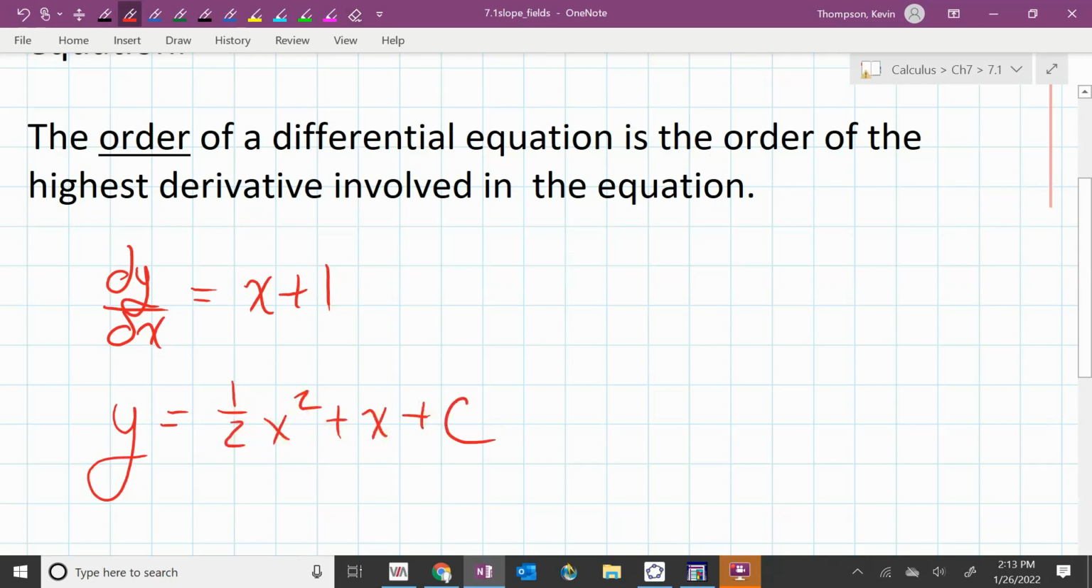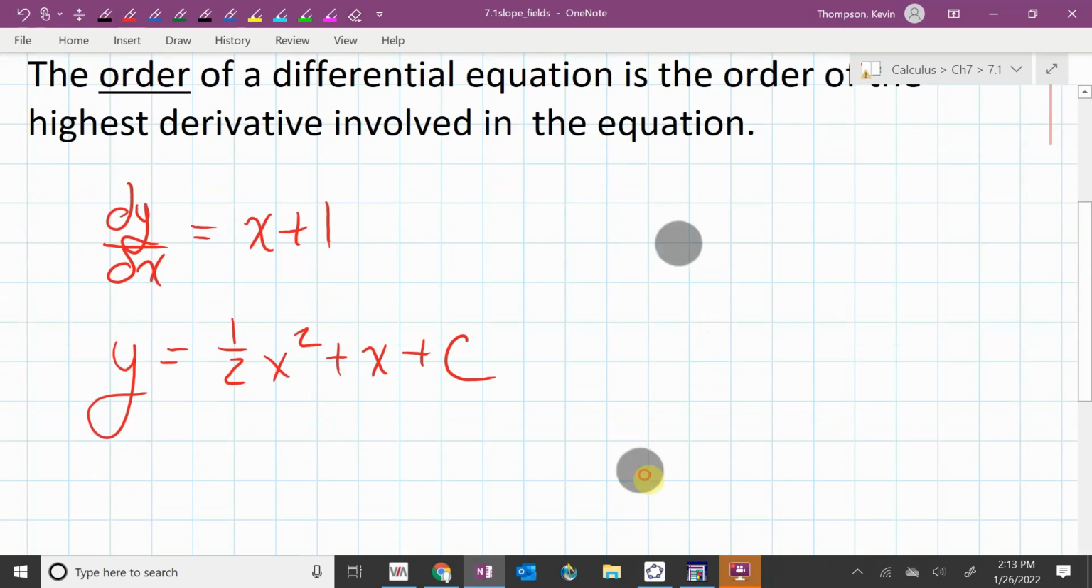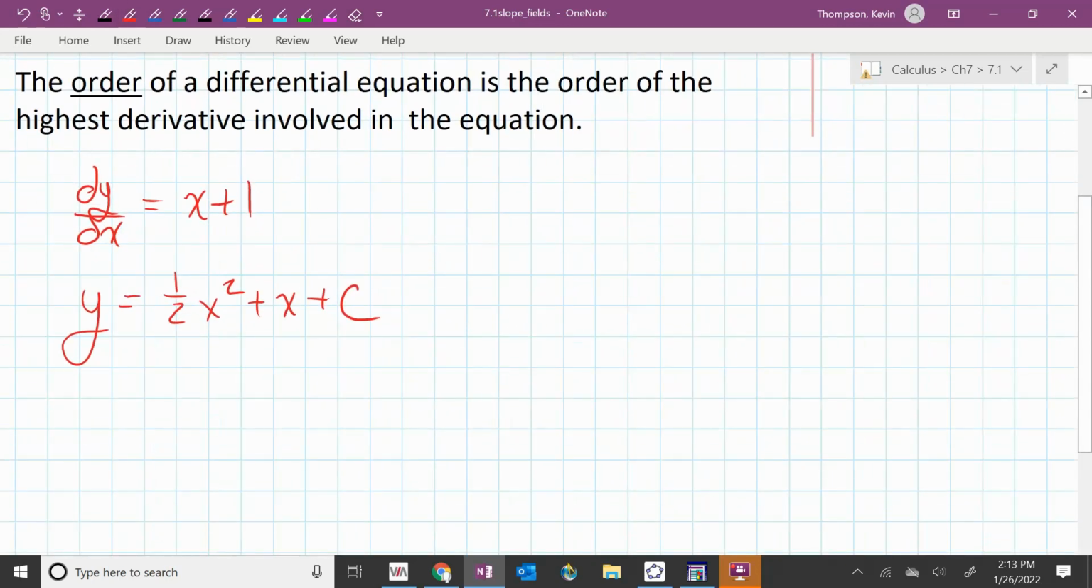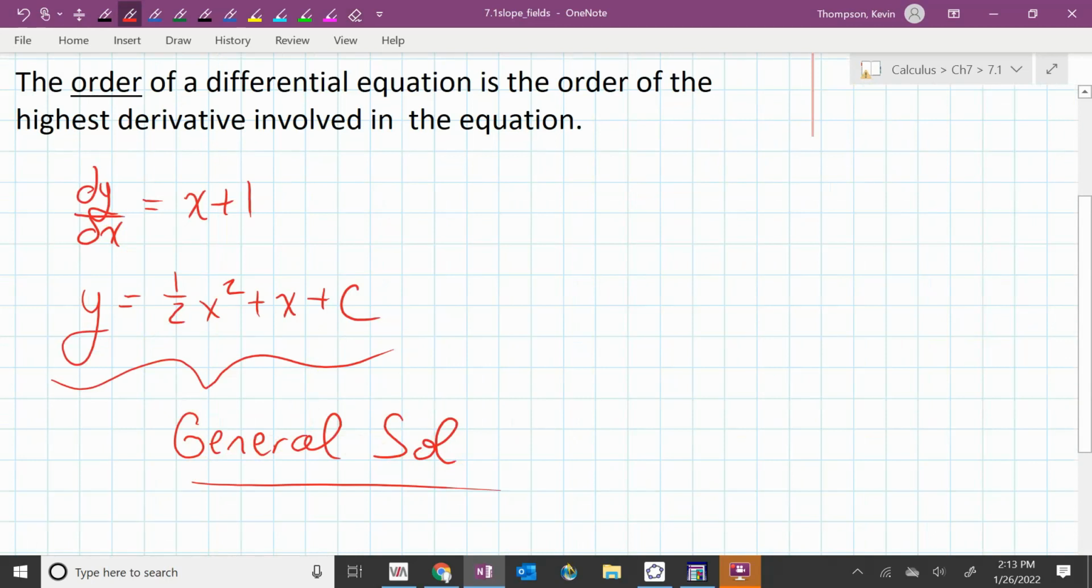So hopefully you have this. Okay. Now, this is given a name when we're talking about differential equations. This is the general solution. The general solution. I think about it or talk about it sometimes as a family of functions.